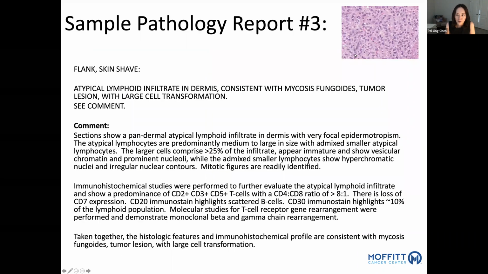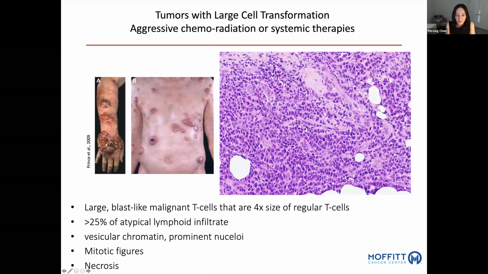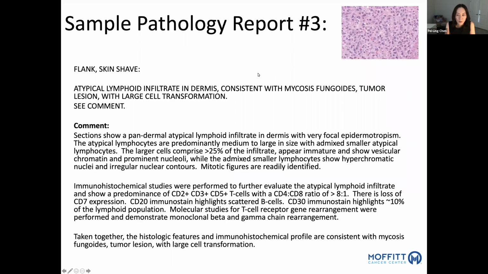So a sample pathology report for these lesions, for example, this case here, tumors. I would again make a comment to describe. Sections show a pandermal atypical lymphoid infiltrate in dermis with very focal epidermal tropism. The atypical lymphocytes are predominantly medium to large in size, with mixed smaller atypical lymphocytes. The larger cells comprise greater than 25% of infiltrate, so this would set the criteria for large cell transformation.